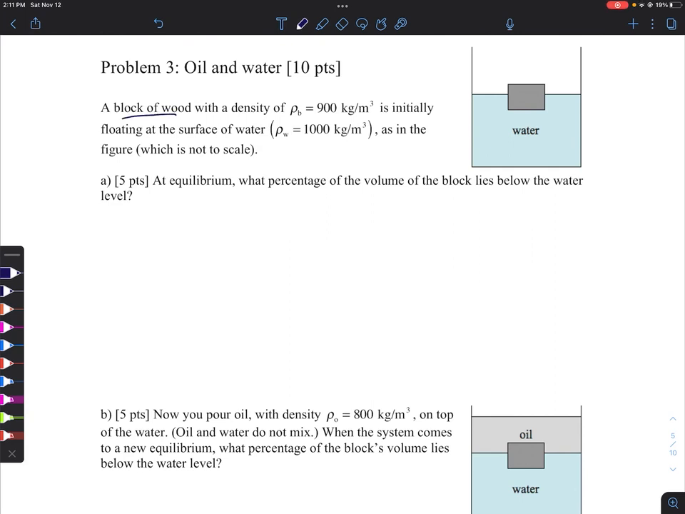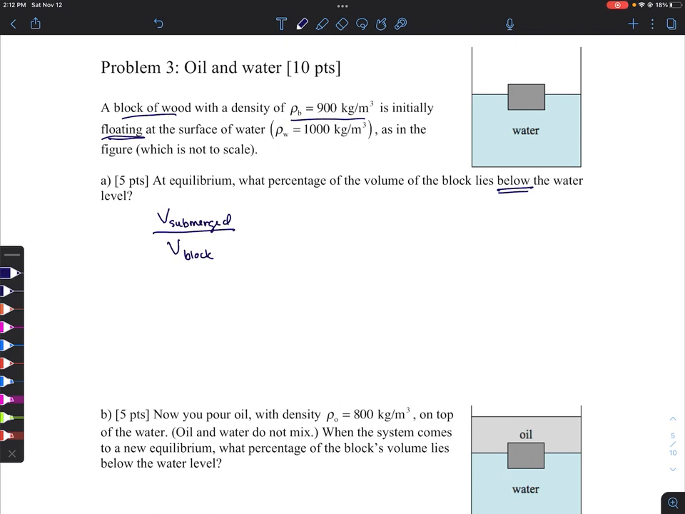A block of wood with density rho_B equals 900 kilograms per cubic meter is initially floating at the surface of water, shown in the figure. At equilibrium, what percentage of the volume of the block lies below the water level? Okay, so if we want to figure out the percentage of volume below water, that's going to be the volume submerged divided by the total volume of the block.